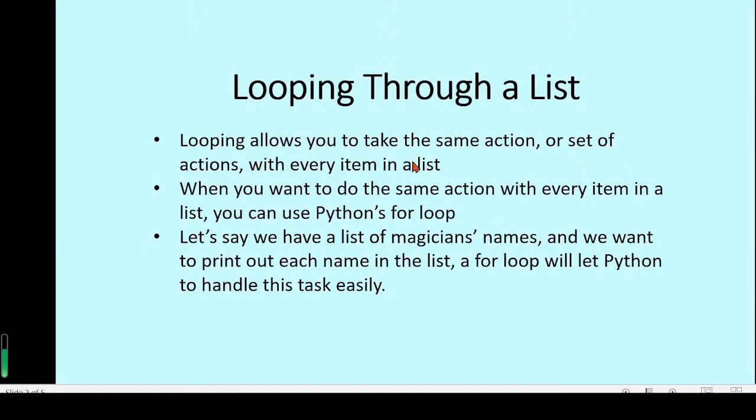Looping allows you to take the same action or set of actions with every item in a list. When you want to do the same action with every item in a list, you can use Python's for loop. Let's say we have a list of magicians' names, and we want to print out each name in the list. A for loop will let Python handle this task easily.